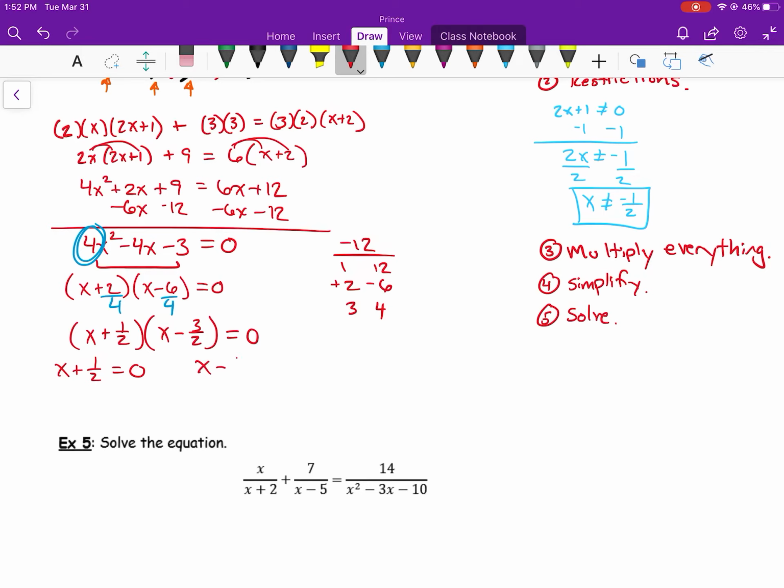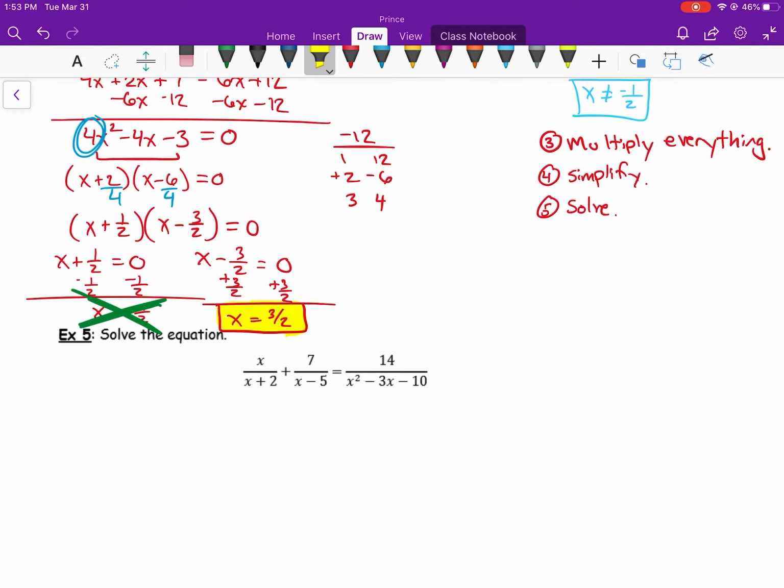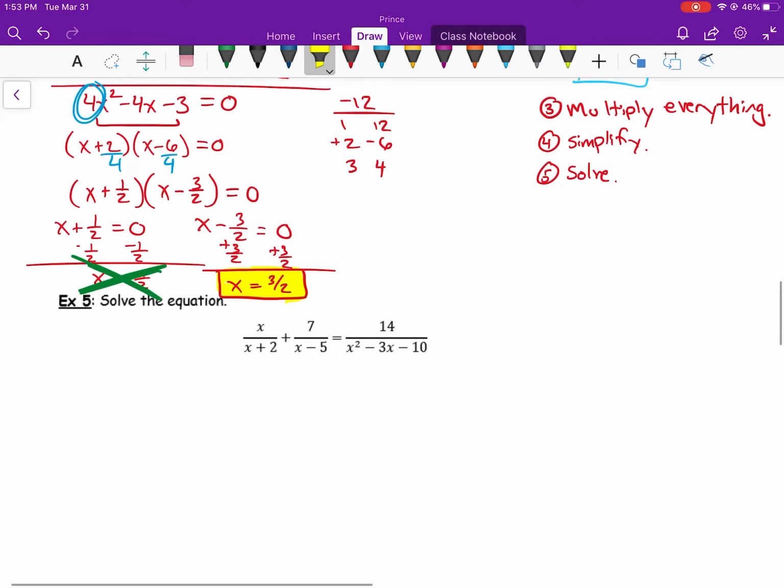Okay, now I'm going to pull the factors apart, and then I'm going to solve them. So we'll subtract 1/2 from both sides, x equals negative 1/2. Add 3/2 to both sides, get x equals 3/2. Any of my restrictions? Negative 1/2 can't be. So it looks like we can't have negative 1/2. So our final and only answer is x equals 3/2. Alright, 2 more examples to go.